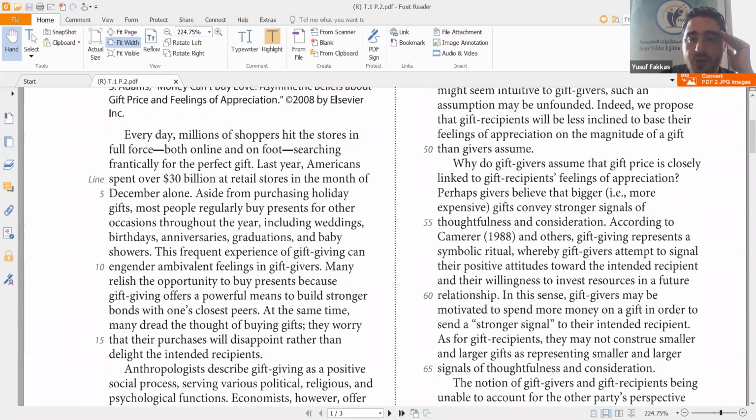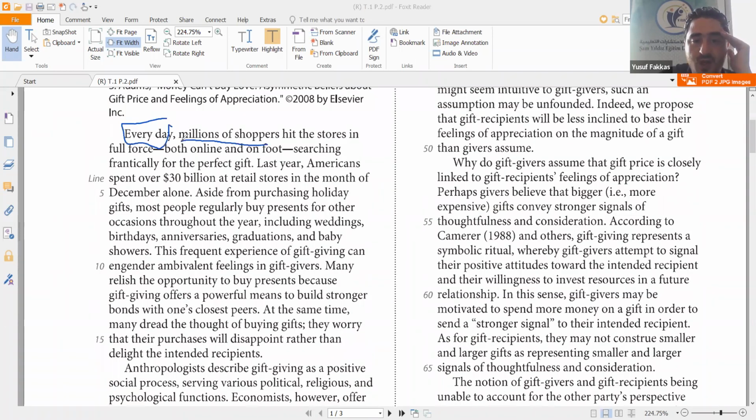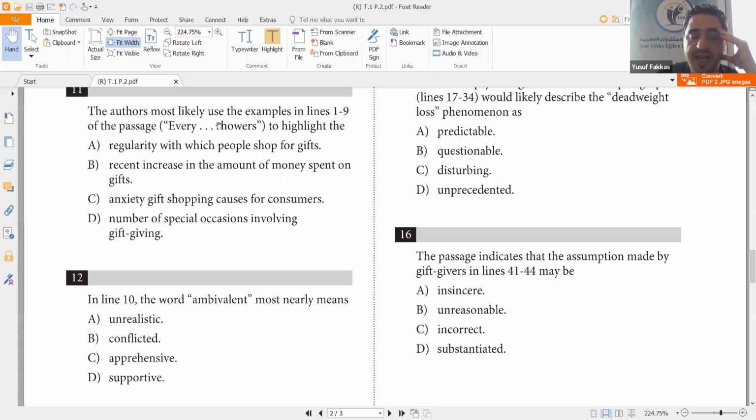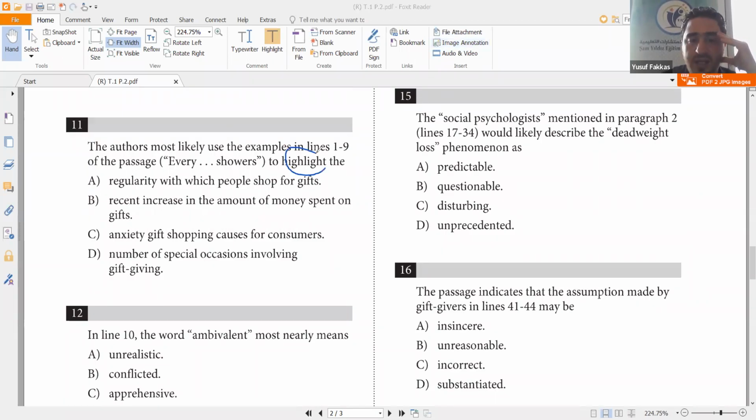If we go back there, we already said, look, they said every day, millions of shoppers are searching for the perfect gift. And then they gave us an example: Americans spent over $30 billion in 1 year. And aside from purchasing holiday gifts, most people regularly buy presents for other occasions, like weddings, birthdays, anniversaries, graduations, baby showers. And then they said this frequent experience of gift giving can engender ambivalent feelings in gift givers, the positive and the negative. Now, since I have every day, frequent, and regularly, what is the point that I'm trying to highlight here? Look at the options and send me your answers, please.